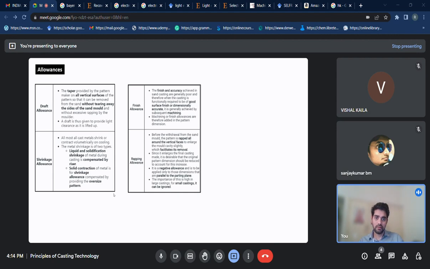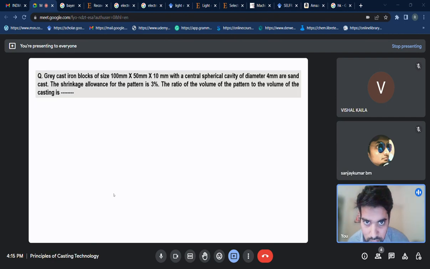And then we talk about the wrapping allowance. Before the withdrawal from the sand mold, the pattern is wrapped all around the vertical faces to enlarge the mold cavity slightly. It is a negative allowance, and it is generally applied only to those dimensions that are parallel to the parting plane.